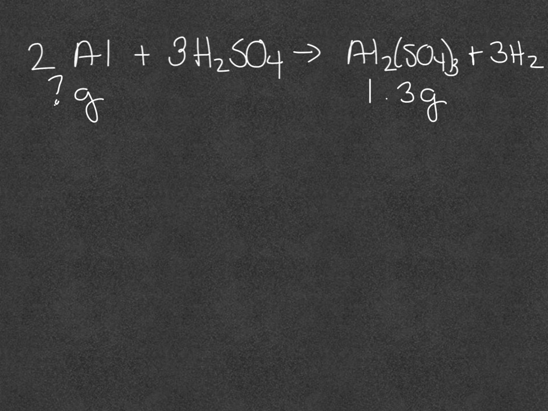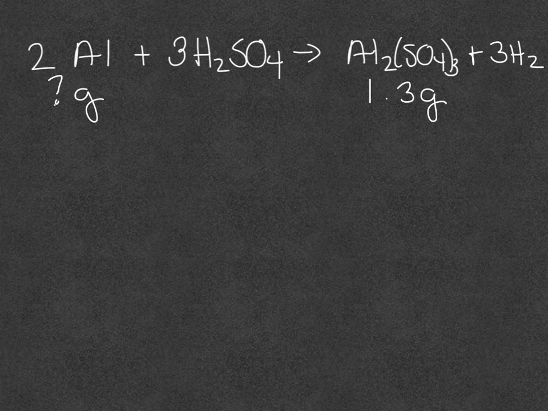Okay, so let's take a look at some stoichiometry, one of my favorite words in the entire English language. But basically, we're just going to do some calculations with our balanced chemical equation. So remember, we need to start with a balanced chemical equation. You've been given here that you have 2 moles of aluminum reacting with 3 moles of sulfuric acid to produce 1 mole of aluminum sulfate and 3 moles of hydrogen.